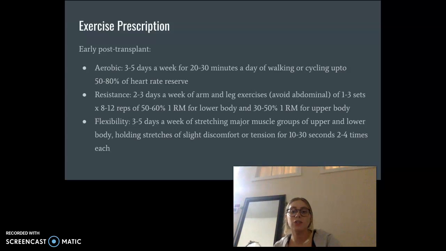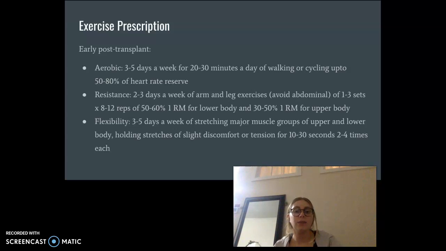And then for resistance training, I have him doing 2 to 3 days a week of arm and leg exercises. And with early post-transplant, I would avoid having him do abdominal exercises. But I do have him doing 1 to 3 sets of 8 to 12 reps of 50 to 60% of his 1RM for his lower body. But for his upper body, I only have him doing 30 to 50% of his 1RM.